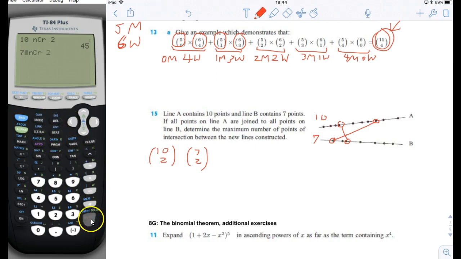Okay. So I got 45 ways to choose 2 points from A, and I have 21 ways to choose 2 points from B. So you can see that I could multiply these together, because of the 45 ways I choose 2 points on A, I could also pair them in 21 different ways with the 2 that I choose from B. So it would be 45 times 21.